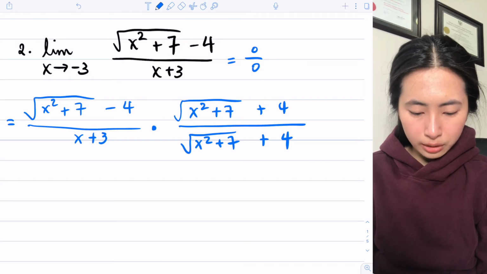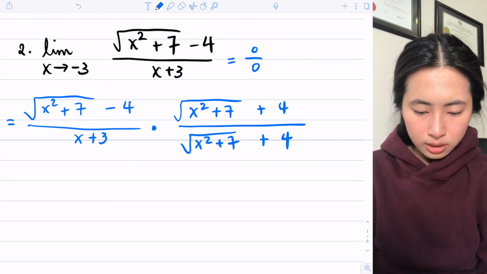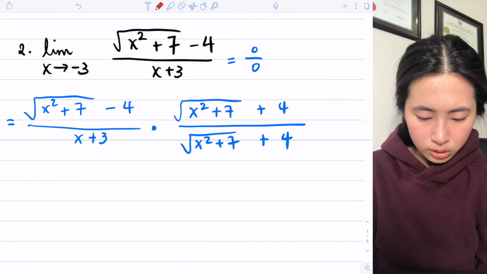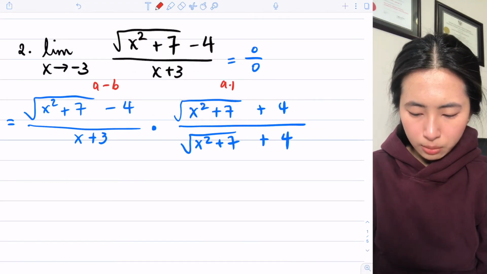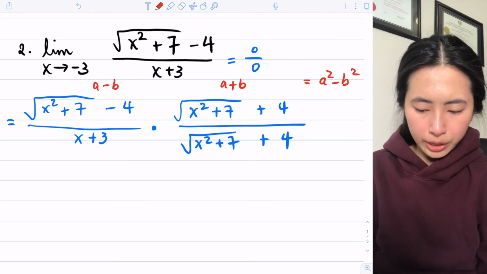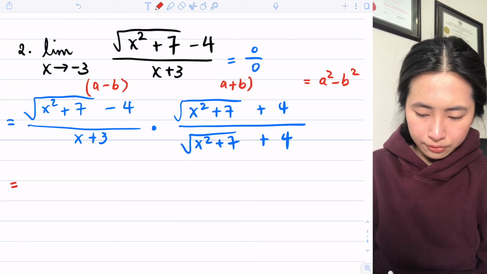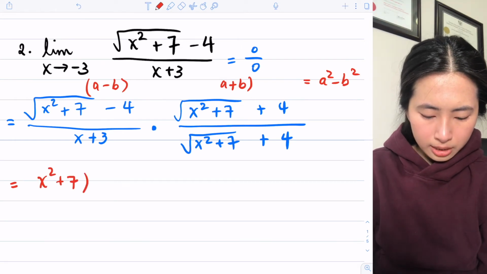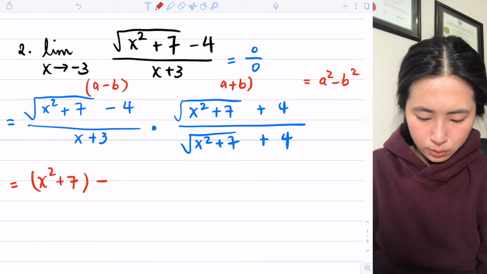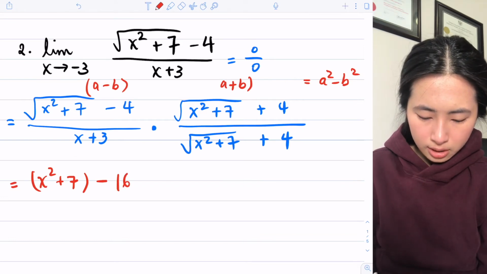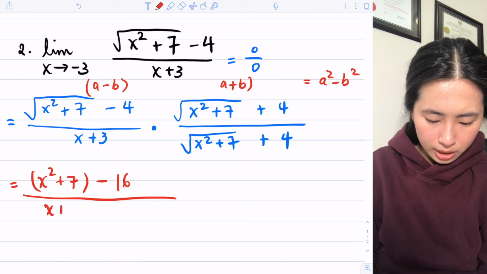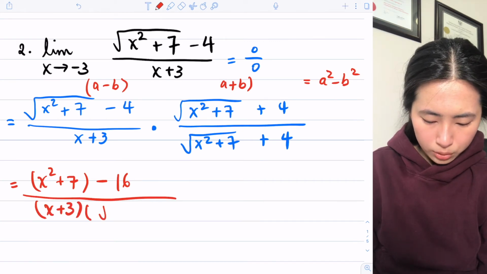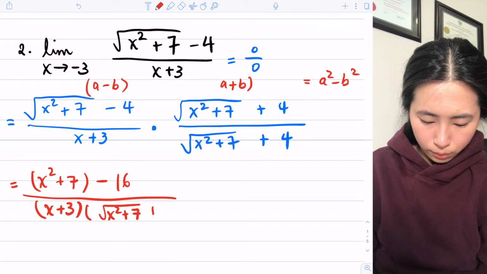Great, so again, we can apply difference of squares as I mentioned in the previous question. So this is a minus b, this is a plus b. You multiply them together, you get a squared minus b squared. So essentially, we're rewriting our numerator in terms of a squared minus b squared. So in this case, we would have x squared plus 7, so that's a squared minus b squared, and in this case, this would be 16. And this is all over x plus 3 times square root of x squared plus 7 plus 4.